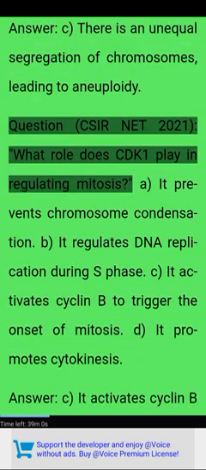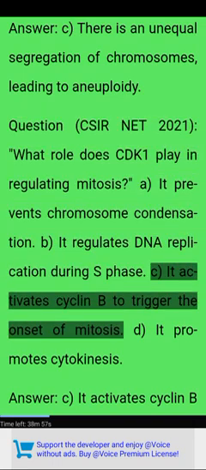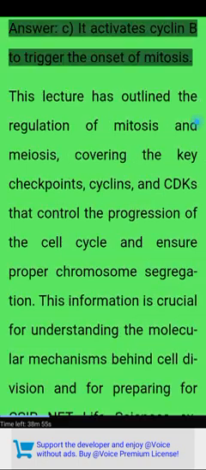Question CSIR NET 2021. What role does CDK1 play in regulating mitosis? A. It prevents chromosome condensation. B. It regulates DNA replication during S phase. C. It activates cyclin B to trigger the onset of mitosis. D. It promotes cytokinesis. Answer: C. It activates cyclin B to trigger the onset of mitosis.